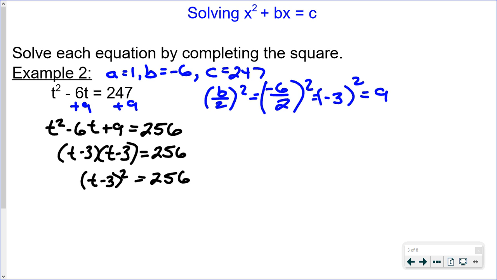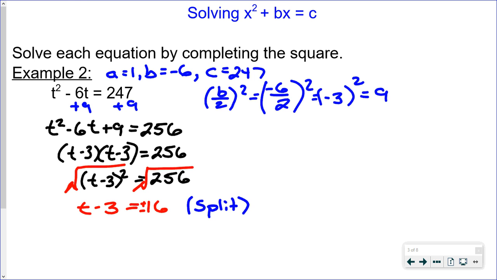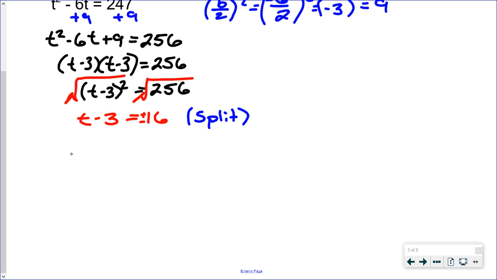And now we're going to take the square root of both sides. And so I have t minus 3 equals the square root of 256, which is 16. Don't forget, positive or negative 16. So now I'm going to split this into two equations. And so I'm going to have t minus 3 equals 16. And I'm going to have t minus 3 equals negative 16.